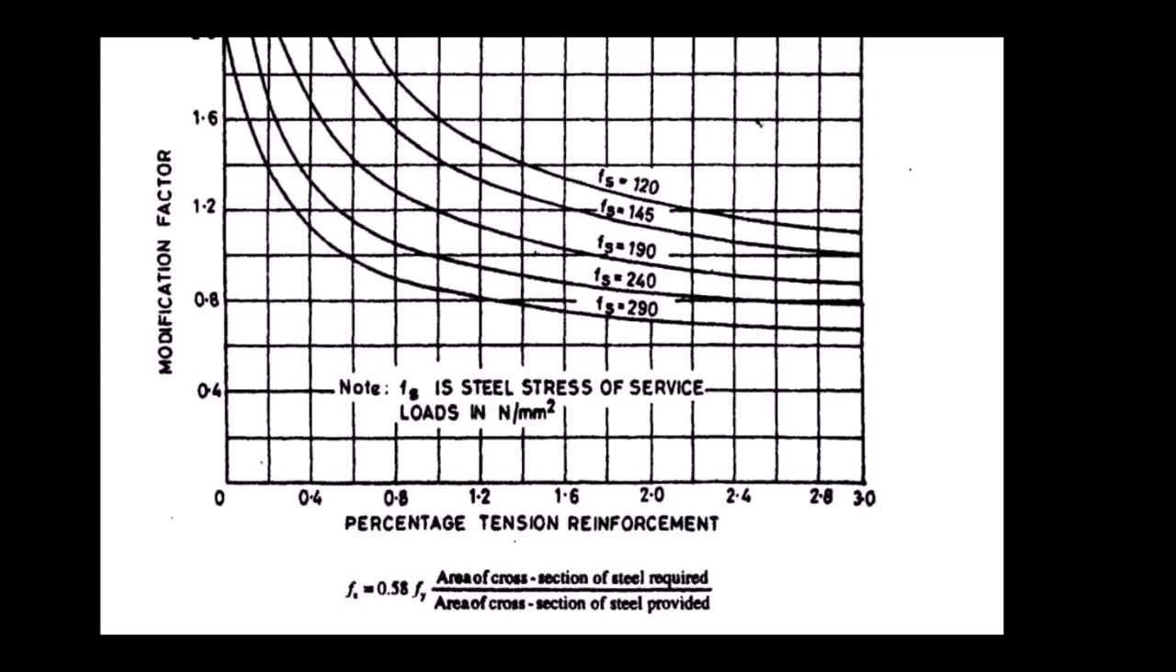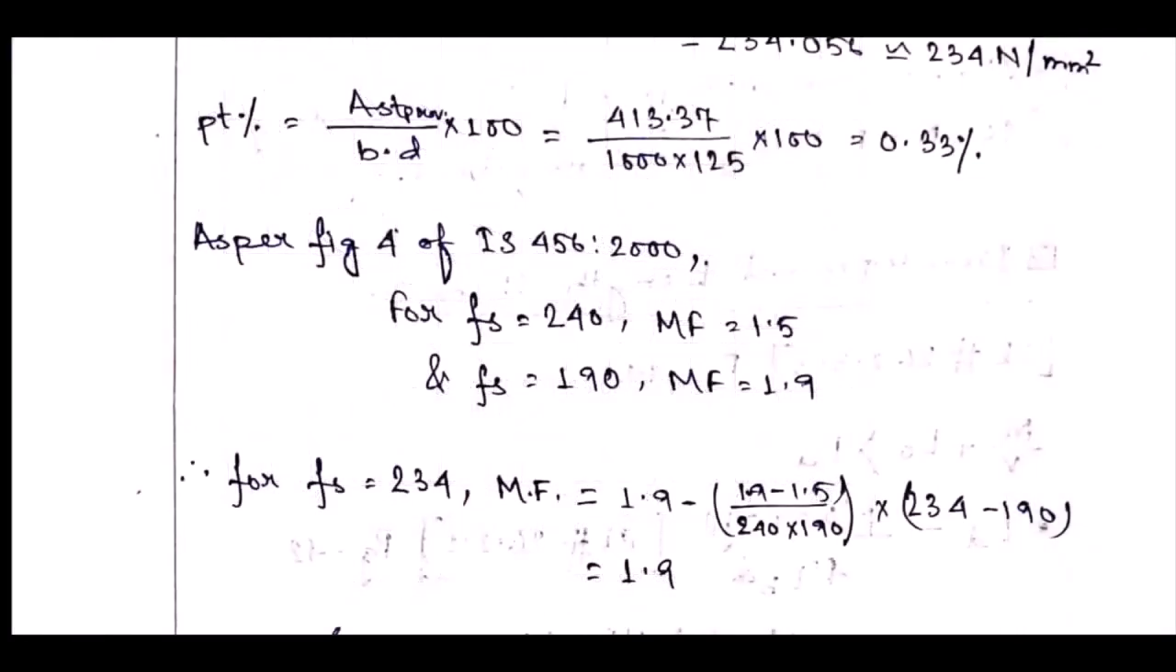And for Fs 190 we can assume the value of the modification factor is 1.9. So now we have these two values. From these we have to find the value of the modification factor for Fs 234. So on your screen you can see our findings as per figure number 4 of IS 456 2000: for Fs 240 the modification factor is 1.5 and for Fs 190 the modification factor is 1.9.